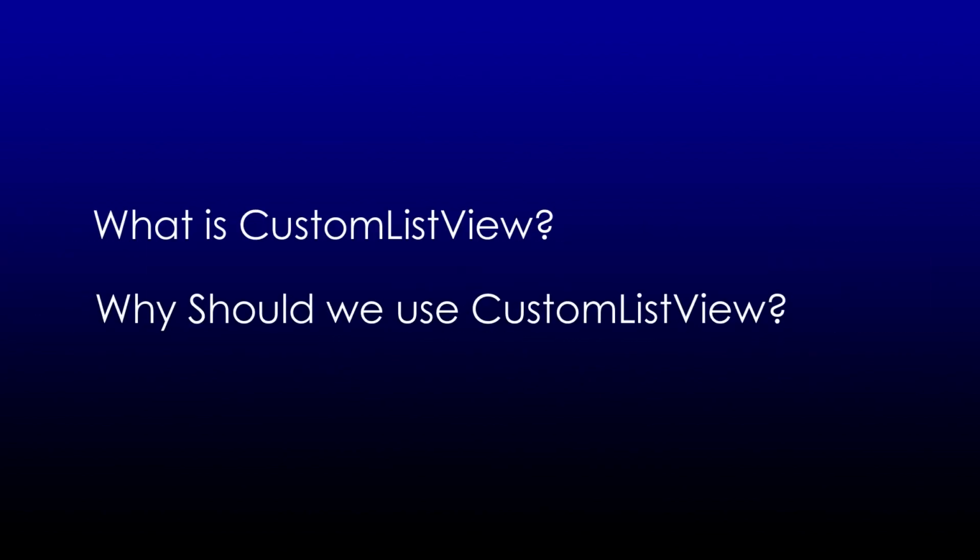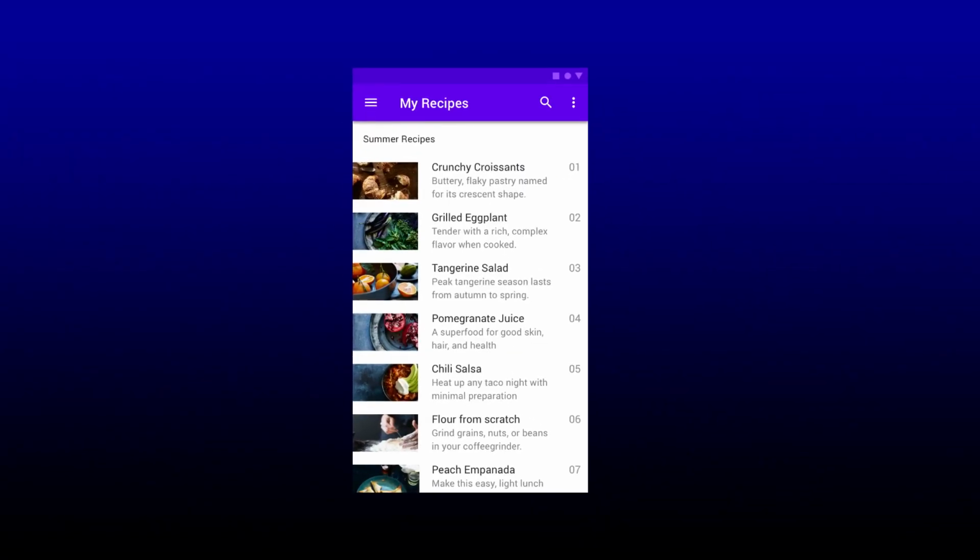First, let's answer two questions. What is Custom List View, and why should we use Custom List View? We use Custom List View to list items, whether horizontally or vertically, and our items could be images and text from internet or a database or anything that you designed for it.